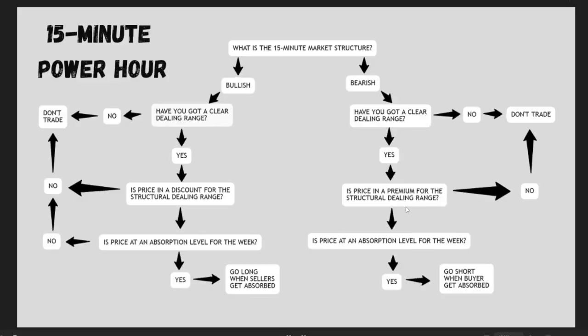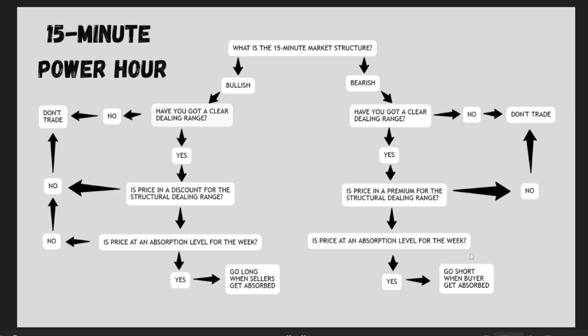Now, once we have that 50%, the next thing we're looking for is price at an absorption level for the week. In other words, an absorption level for the week is just a key level. This is where a lot of traders go wrong. A lot of traders don't follow this process, and the times when they do follow the process, they often get messed up at this point.